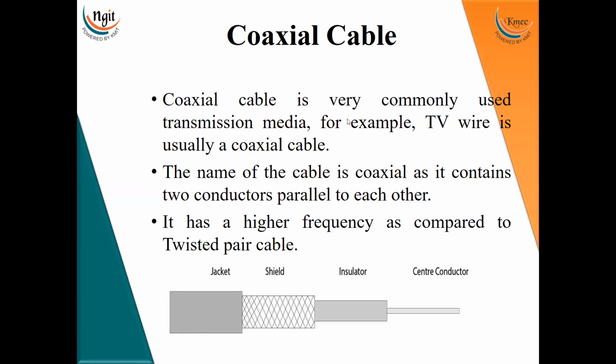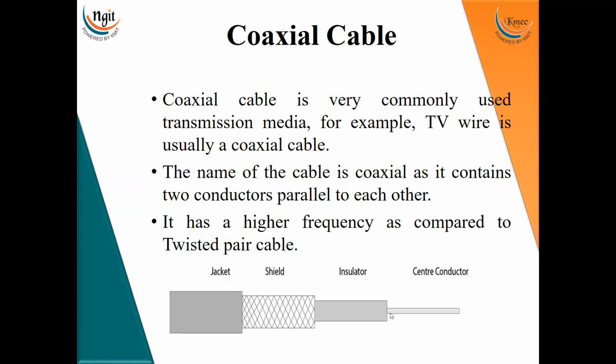Now, what is meant by coaxial cable? Especially we can see in our homes, it is mainly used for the TV connection. That means this coaxial cable is very commonly used as a transmission medium. For example, a TV wire is usually a coaxial cable. Mostly you can see at your home a round TV wire.